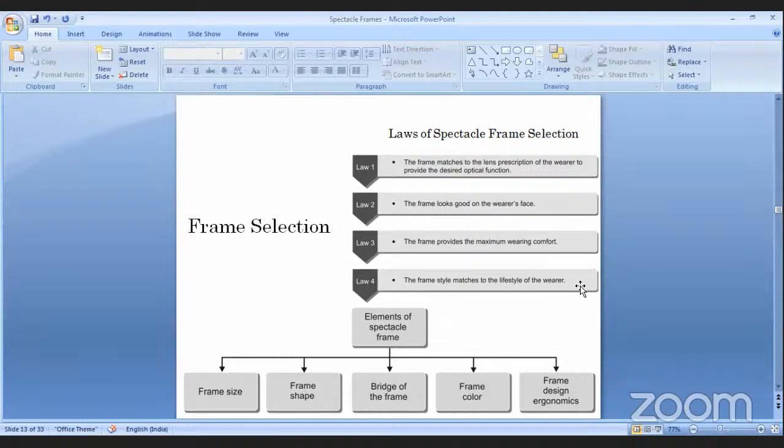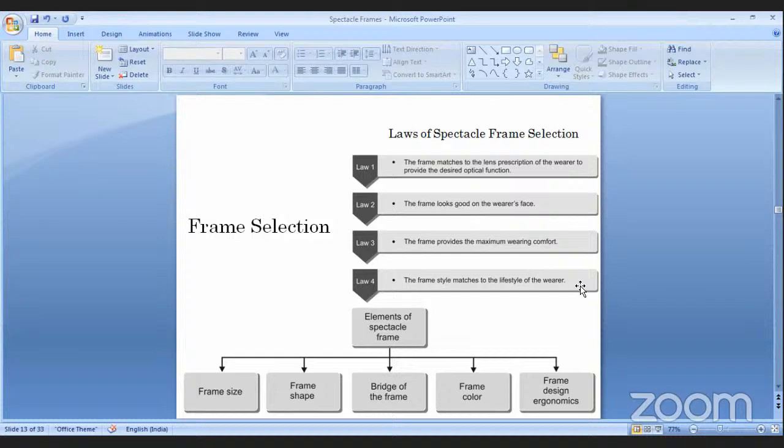Frame color: usually it is said that the color of the frame selected should contrast with the facial color. However, personal perception rules the world for this, but the general rule is that fair complexion people should be given a darker color of frame, and dark complexion people should be given either a medium dark or a lighter version of the shades.